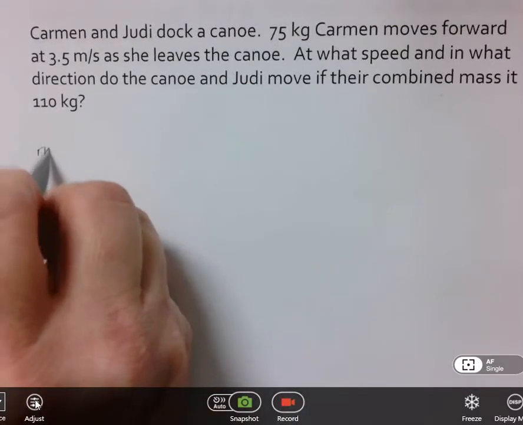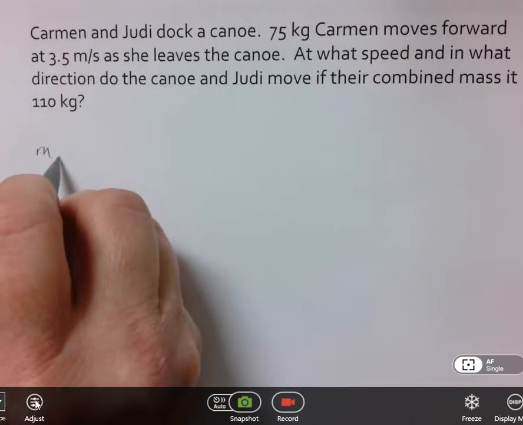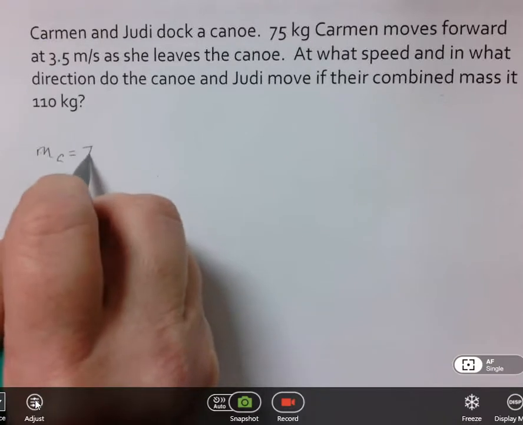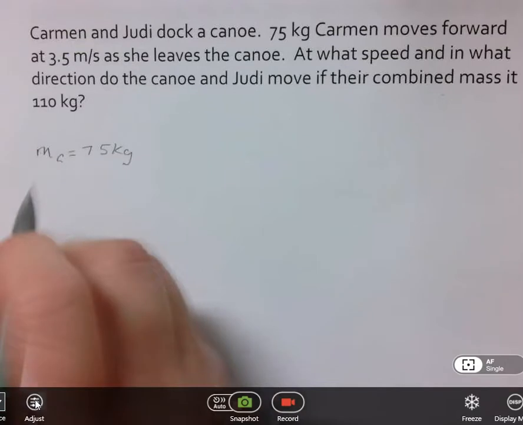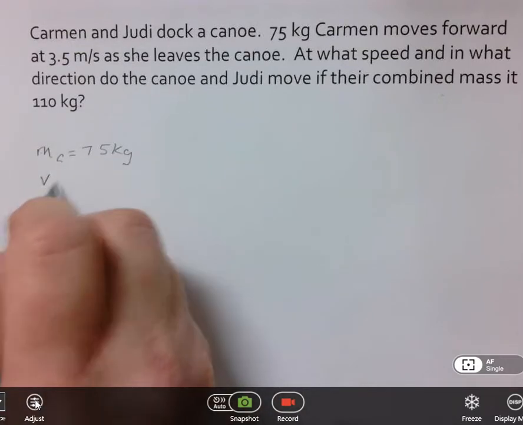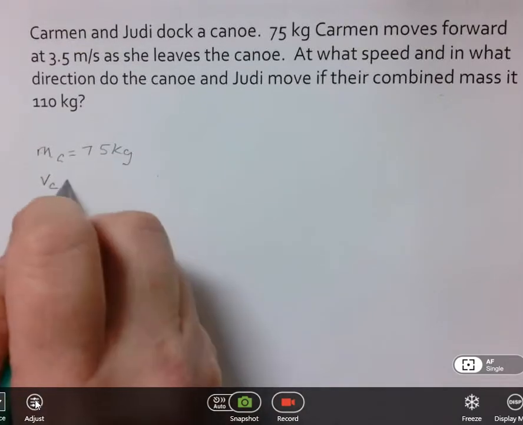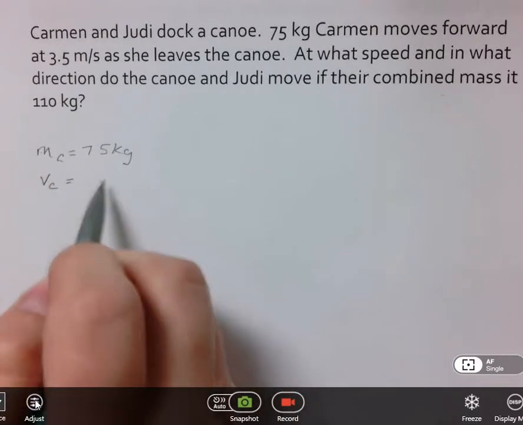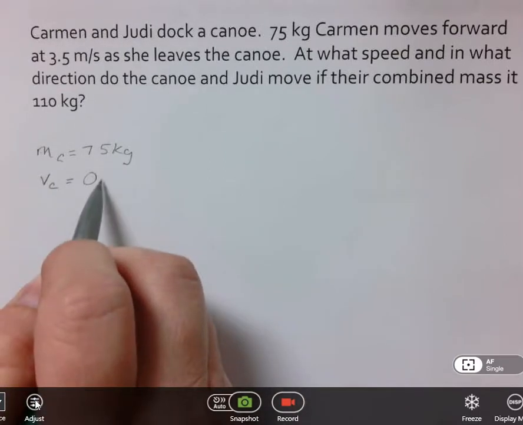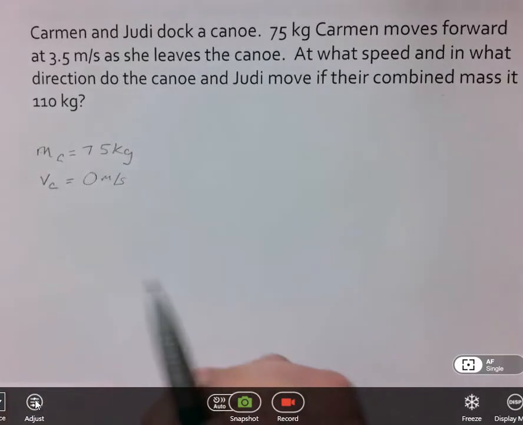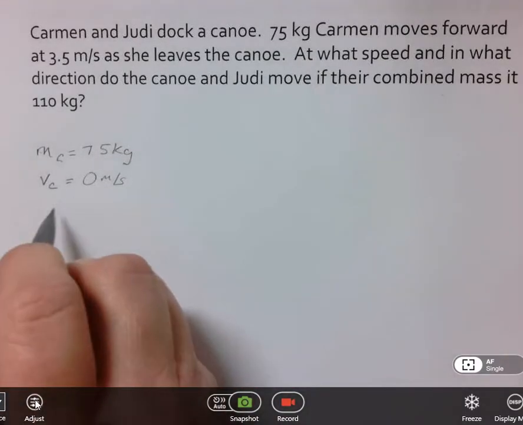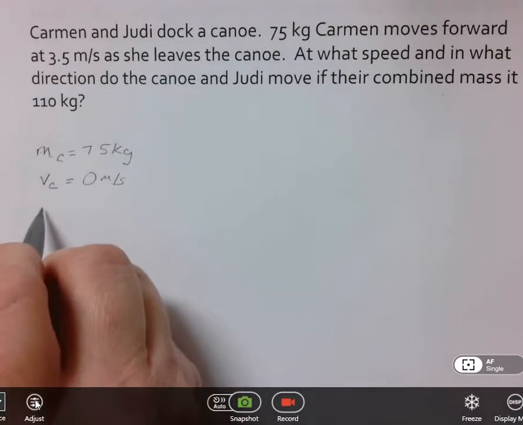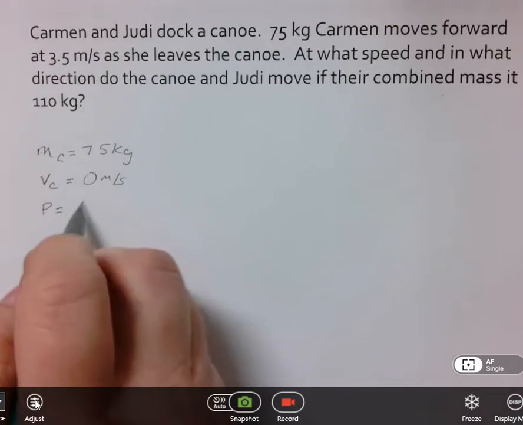Okay, so we've got mass 1 of Carmen equals 75 kilograms. Velocity of Carmen is 0 meters per second, because she's trying to dock her canoe. And then, so our momentum of Carmen is also going to be 0.